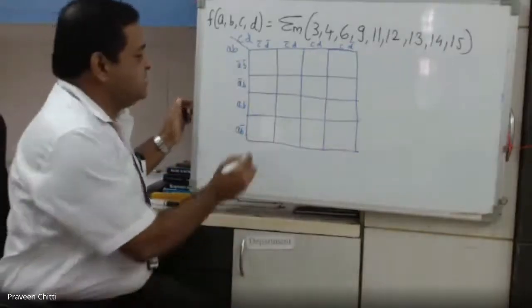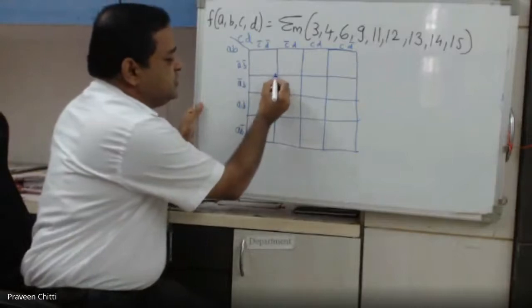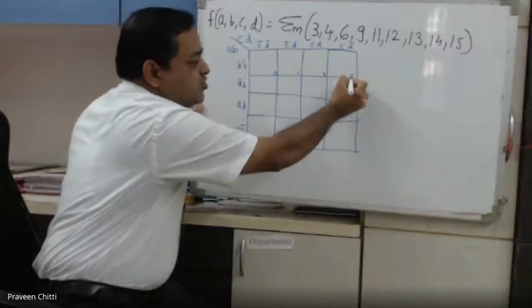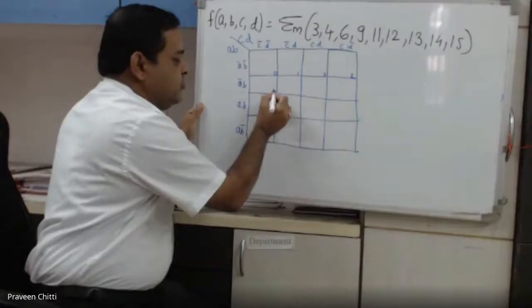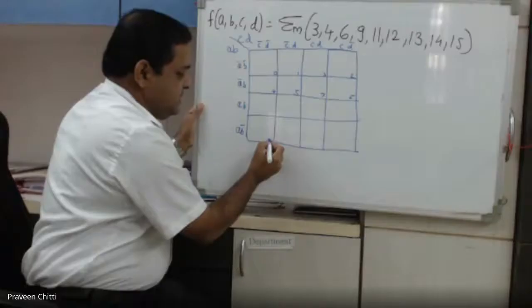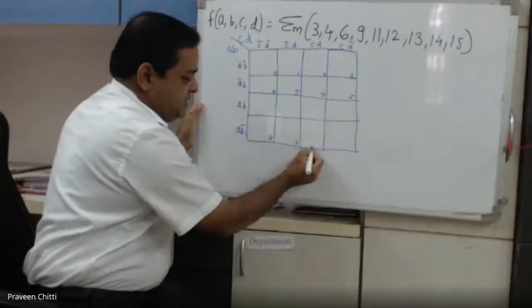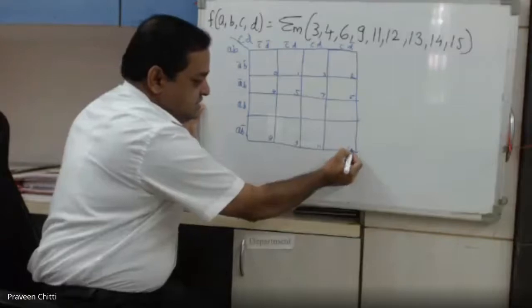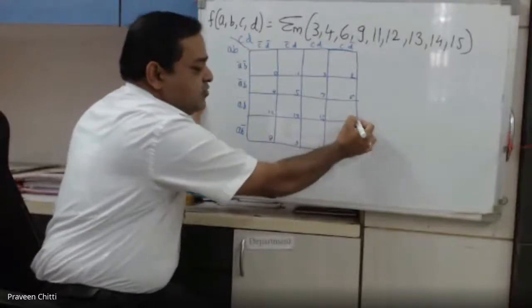Is that clear? So at the same time we should write the numbering. How should we write the numbering? This is 0, 1, 3, 2, then 4, 5, 7, 6, then 8, 9, 11, 10, and 12, 13, 15, and 14.